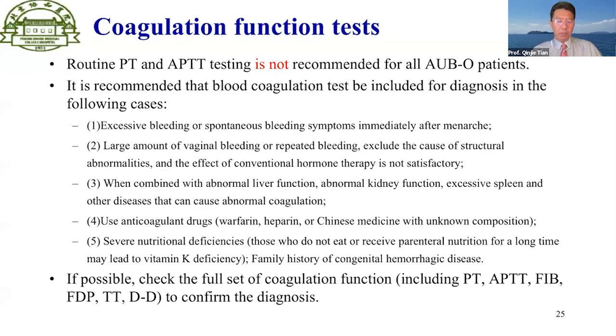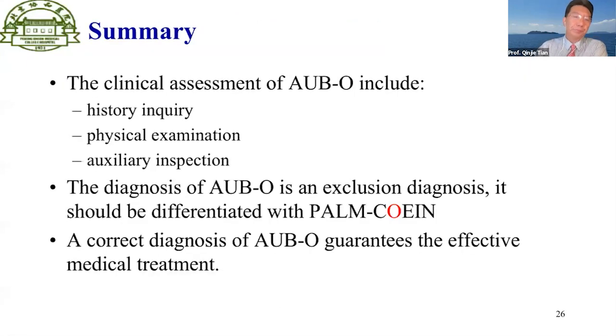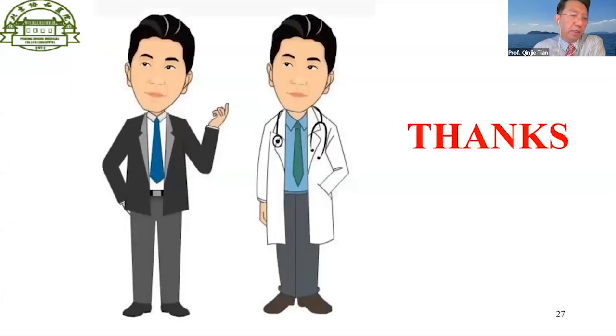So in summary, the clinical assessment of the AUB or AUB-O includes the history inquiry, the physical examination, and the auxiliary inspection. The diagnosis of AUB-O is an exclusion diagnosis. It should be differentiated from PALM-COEIN, except the AUB-O. So a correct diagnosis of AUB-O can guarantee the effective medical treatment. So thanks for your listening, and thanks for the interpreter's work.